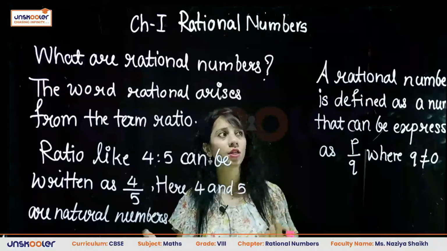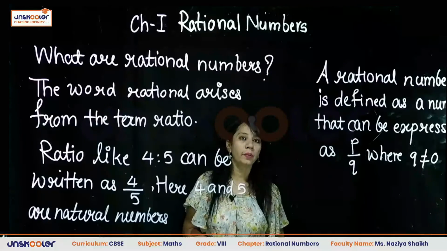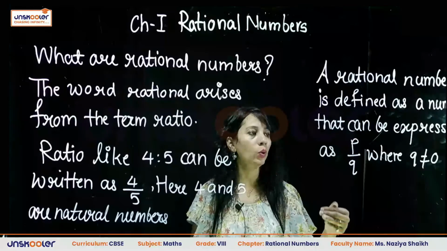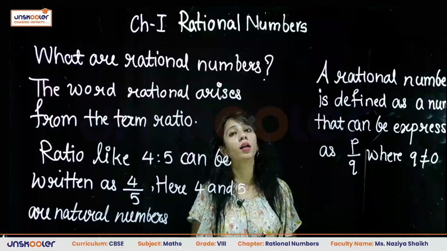So what are rational numbers? A rational number is defined as a number that can be expressed as P upon Q, where Q is not equal to 0 and P and Q are integers.